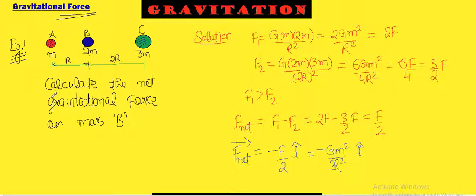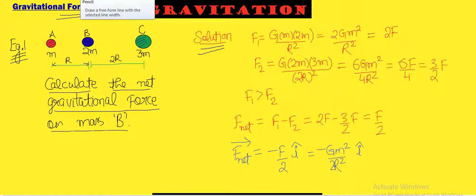Now I want you to calculate the net gravitational force on B, the mass in the middle. So this is the first question. The solution is here. If you know the solution, you should pause the video and try to solve it yourself. Otherwise, the solution is pretty simple.